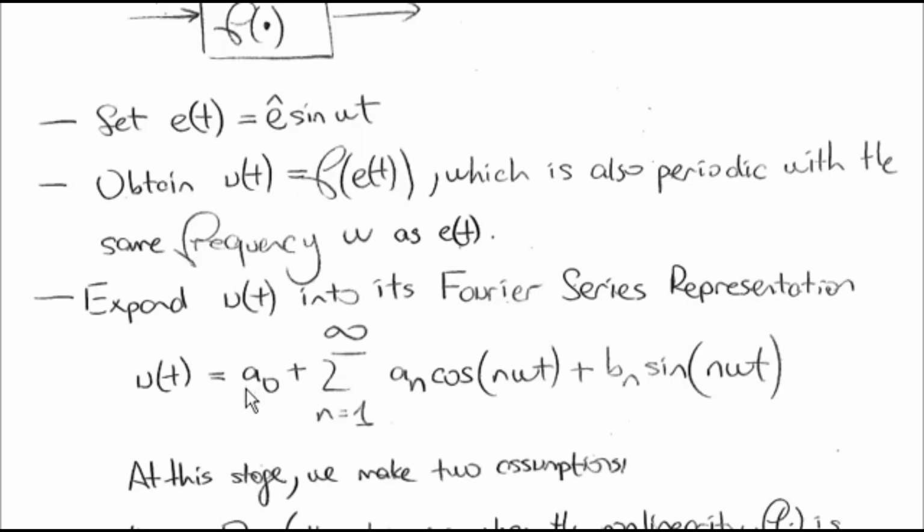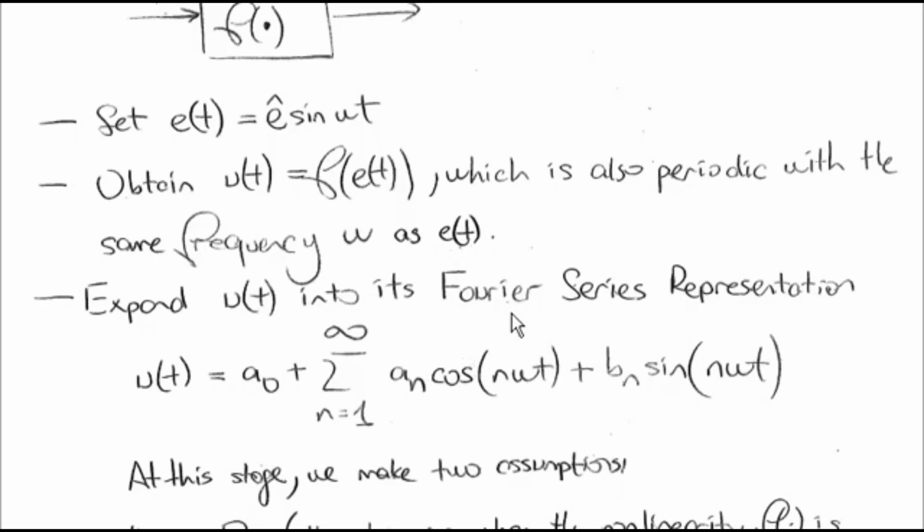So we are going to have a DC term here that is called A0, and we will have sinusoidal terms at different frequencies. For n equal to 1, we are going to have the fundamental component. For n equal to 2, we are going to have the second harmonic, then the third harmonic, of the same fundamental frequency, omega here. So since this is a nonlinear element, there are additional frequencies in the output in addition to the frequency of the input here.